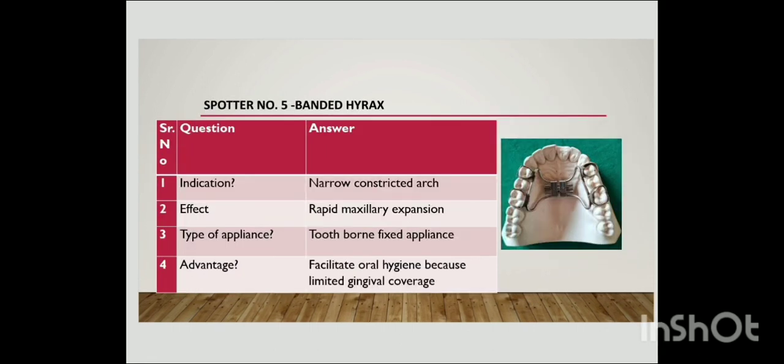Now, next spotter is banded hyrax. As I explained in the previous slide, banded hyrax comprises bands which are present on the first premolar and the molar, and the arms of the expansion screw are soldered to the bands. Now, the indication of the banded hyrax is that it is indicated in cases of narrow constricted arch. The effect of banded hyrax is rapid maxillary expansion, and again, it is a tooth borne fixed appliance, and the advantage of the banded hyrax is that it facilitates oral hygiene because it causes limited gingival coverage.